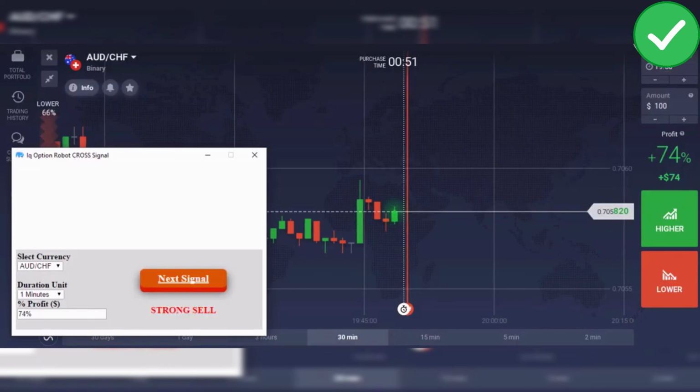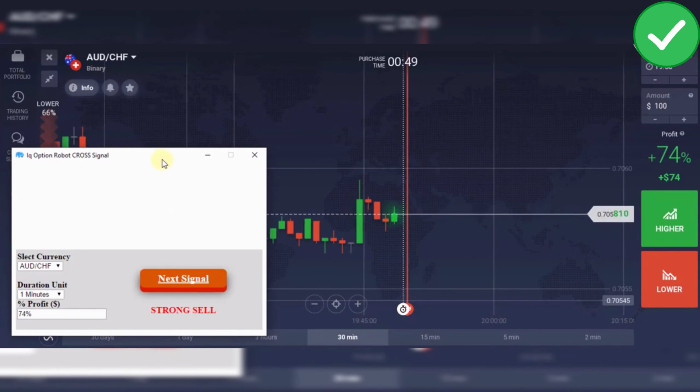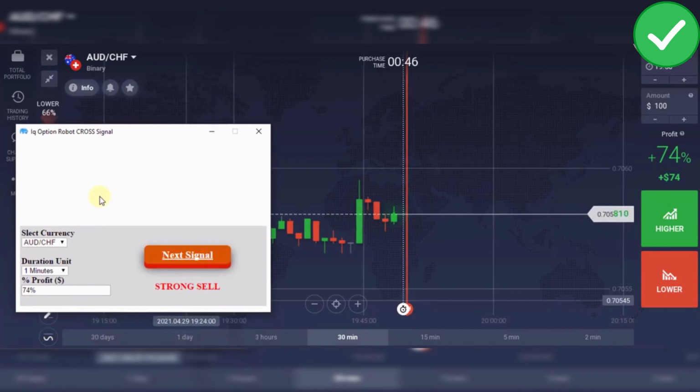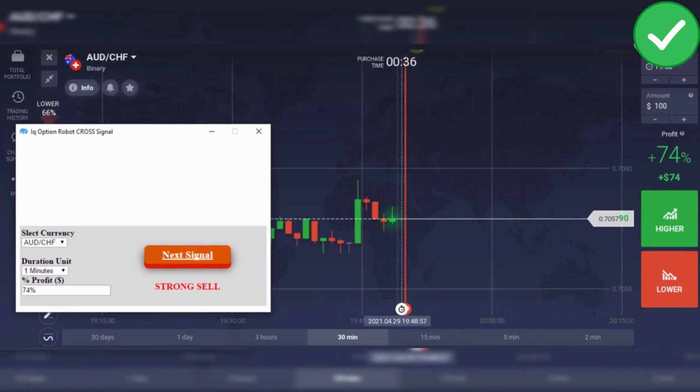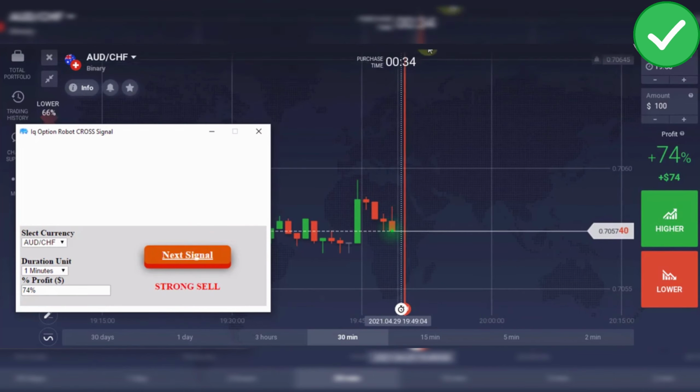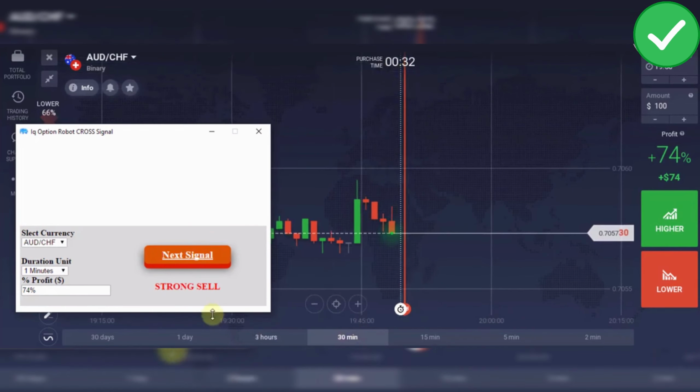The software is downloaded. It has only 6 currency pairs. Okay, we will press the signal button when the remaining time is between 30 to 20 seconds. My recommendation is that you should take trade on strong buy or strong sell signal.